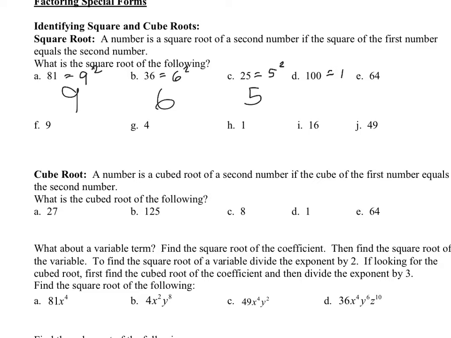100 is 10 squared. That does not look like a 10, like an E. That looks like an E and not a squared. 10 squared, so 10 is the square root. 64 is 8 squared, so 8 is the square root.